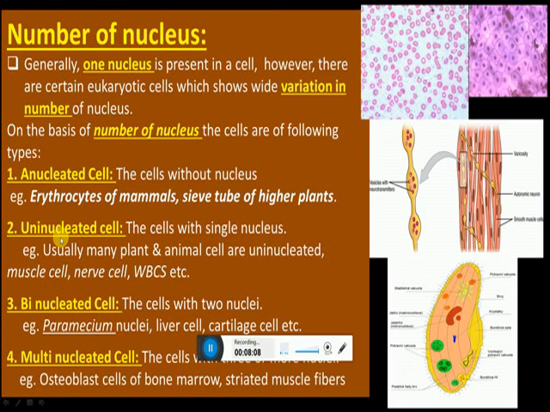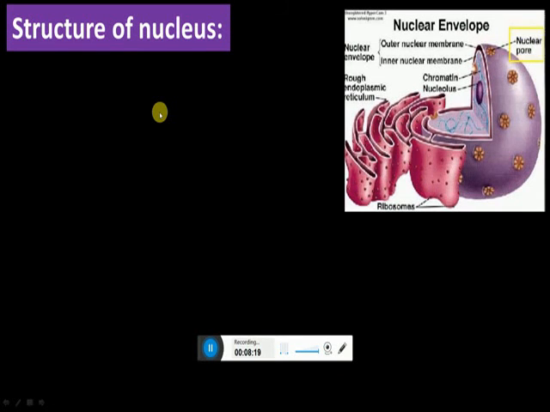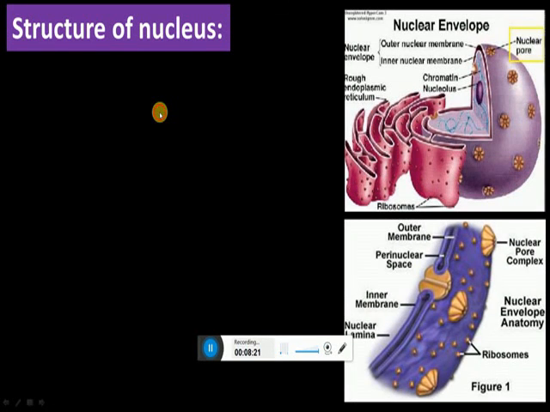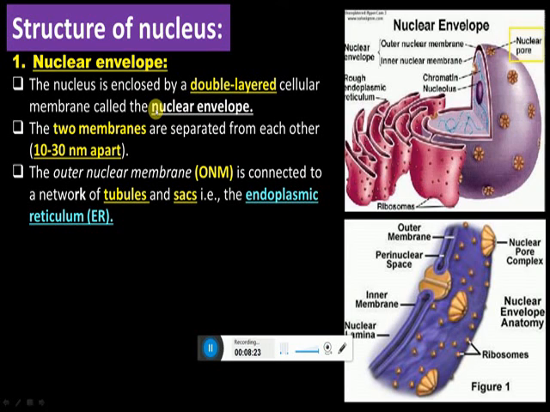So anucleated, uninucleated, binucleated, and multinucleated. According to this, the cells are referred to by the number of nuclei in them. So we are going to see the characteristic features or structure of the nucleus in detail. First we are starting from the covering of the nucleus, that is the nuclear envelope.